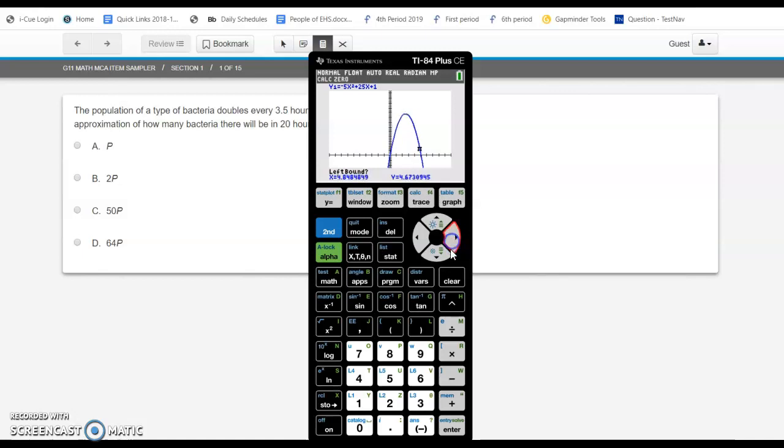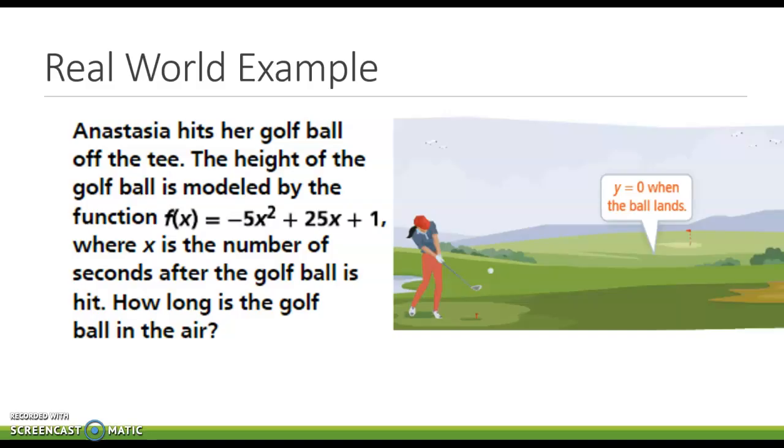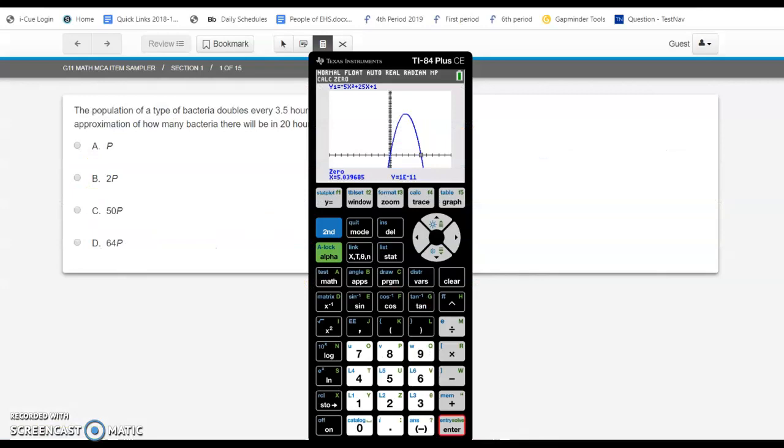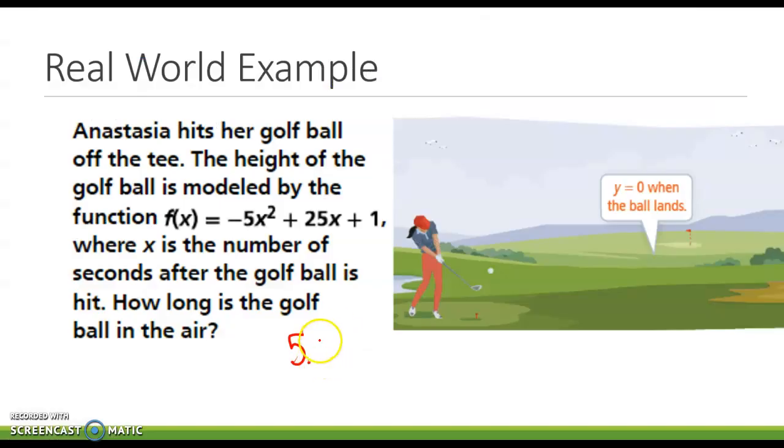We want to go to the left of where it hit the ground, and then we want to go to the right of it. So we go past the 0. Then we hit enter again instead of making a guess, and it looks like it's 5.039 seconds. So how long is the golf ball in the air? 5.0304 seconds.